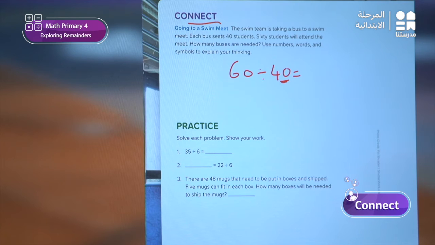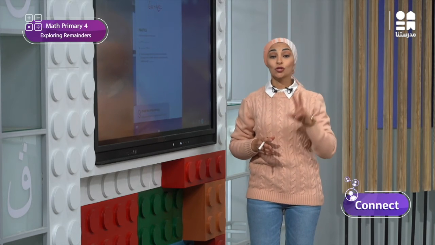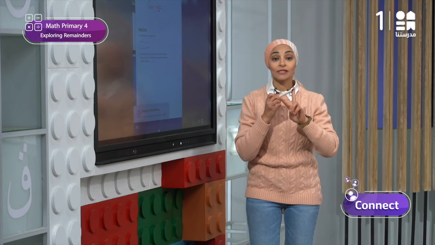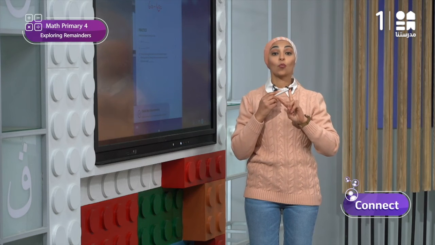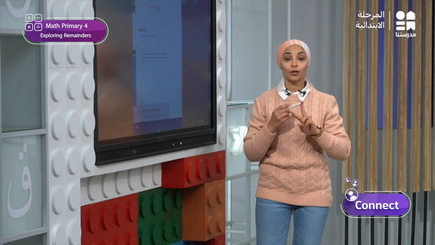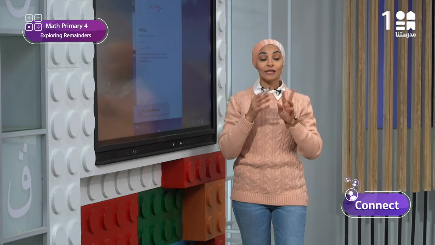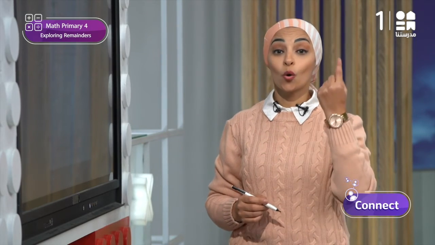So 1 bus won't be enough. يبقى الباص الواحد مش هيكفي النمبر بتاع ال students. If we are going to use 2 buses, I will multiply 2 times 40 equals 80. طب ده معناه ايه؟ ده معناه ان ال 2 buses will be enough. فعلا هيكفي النمبر of students. وكمان هيبقى في empty seats on the second bus. يبقى في باص منهم هيبقى full bus of people, والsecond bus هيبقى في empty places. So the answer of the equation is only 1.